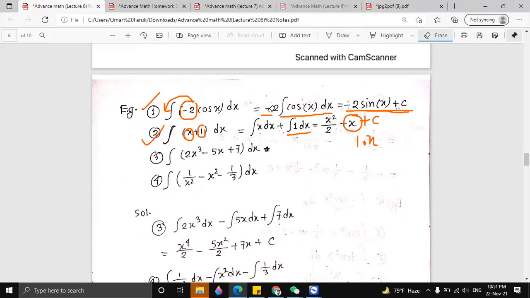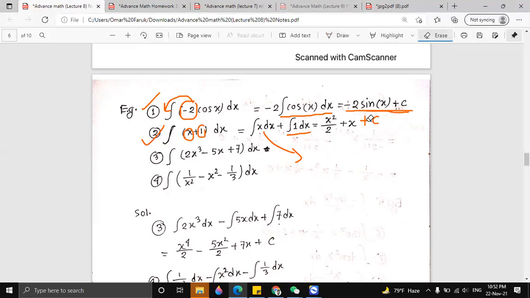So what do we do here? We just increase the power. Here the power was 1, so we increase the power by 1, and then also we divide by the new power. That means 1 plus 1. So it will make x square divided by 2. So the whole answer is x square by 2 plus x plus c. Remember to write down this c.